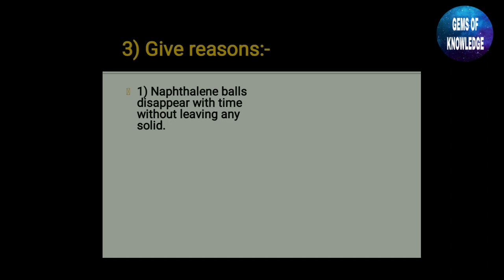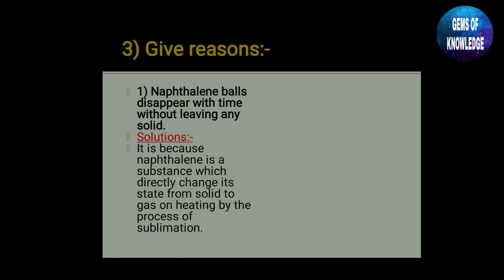How will these naphthalene balls disappear without coming into the liquid state? Actually they are solid, and without coming into the liquid state they are just disappearing. How is that possible? We have to tell the answer. According to the solution, it is because naphthalene is a substance which directly changes its state from solid to gas on heating by the process of sublimation.